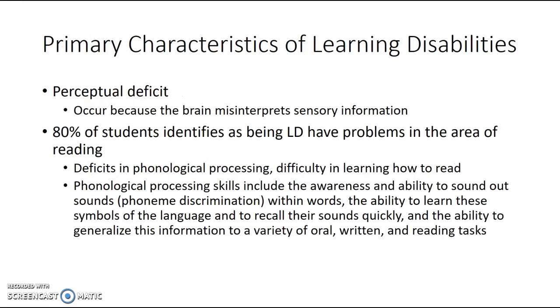Primary characteristics of learning disabilities can include perceptual deficit. This occurs because the brain misinterprets sensory information. 80% of students identified as learning disabled have problems in the area of reading. Another characteristic is deficits in phonological processing, which relates to a difficulty in learning how to read. Phonological processing skills include the awareness and ability to sound out sounds, which is known as phoneme discrimination within words, the ability to learn the symbols of the language and recall their sounds quickly, and the ability to generalize this information to a variety of oral, written, and reading tasks.